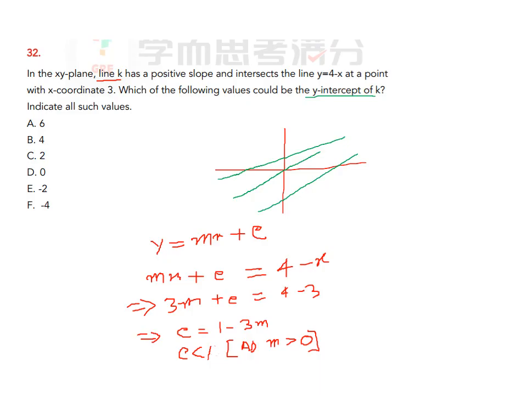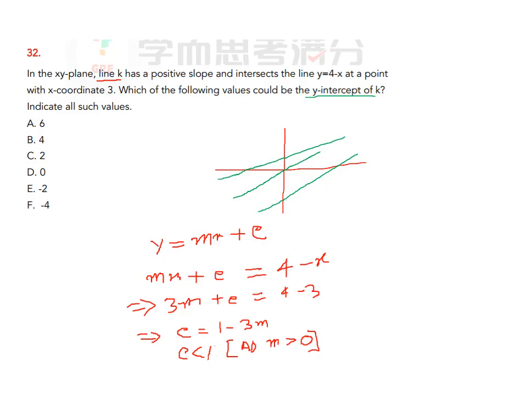Now set up the equation. Line K intersects with line y equal to 4 minus x. And after solving the equation, we get c equal to 1 minus 3m. The condition is slope is positive. So m is greater than 0. So minus 3m is less than 0 in this case. So 1 minus 3m will be less than 1 and henceforth c is less than 1.